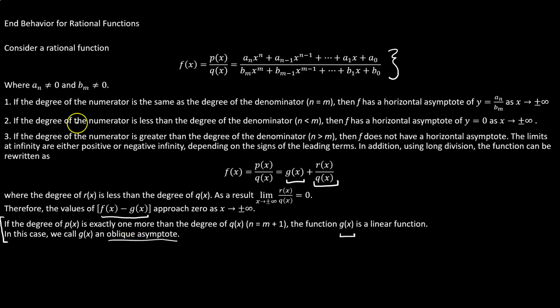You either have the same degree on top and bottom. That will give you a horizontal asymptote that can be found by looking at the leading coefficients of the numerator and the denominator. Or you could have the degree of the numerator smaller than the denominator. That will give you a horizontal asymptote at the x-axis. Or you can have the degree of the numerator big and the degree of the denominator small. In that case, you don't have a horizontal asymptote, but you could possibly have an oblique asymptote.